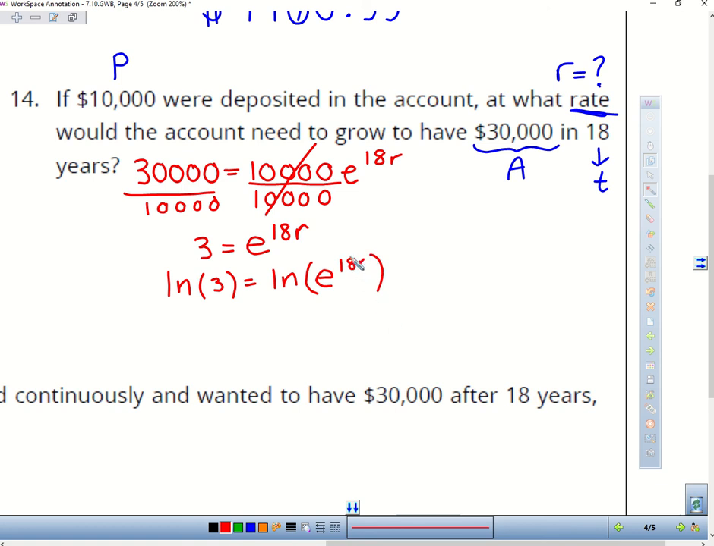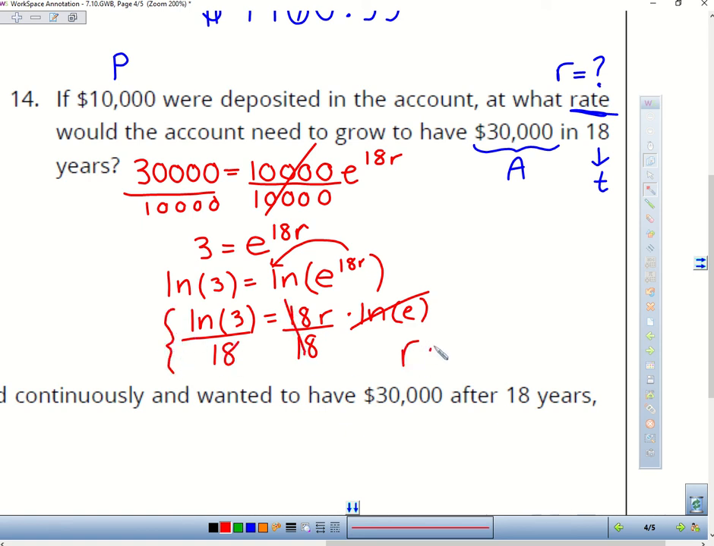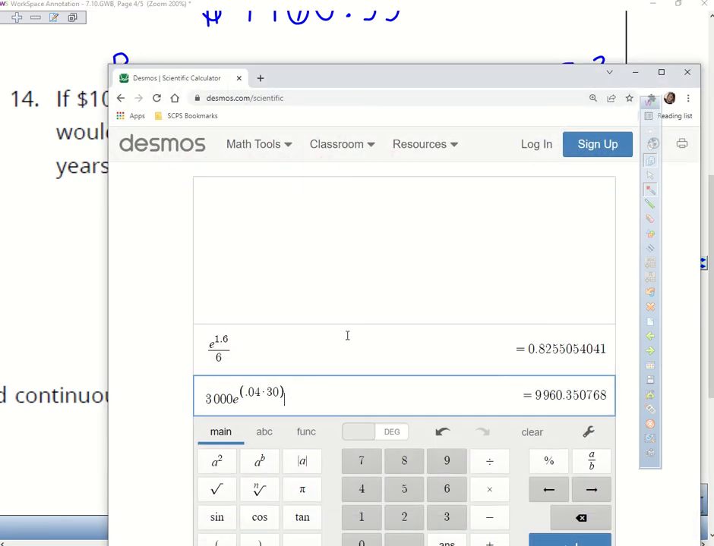What's going to happen with this exponent? Move out front. What is ln of e? So if I put this in the calculator right here, that's going to give me my approximate rate. Okay? So sometimes you have to solve for different variables. You're not always going to be solving for A. So realistically, yes, they do use logs to solve missing rates in problems all the time.